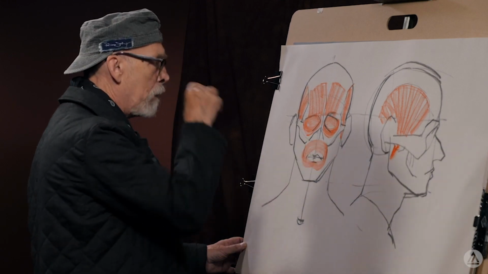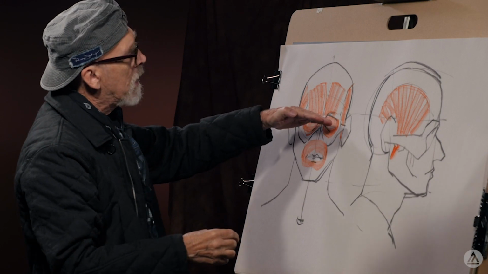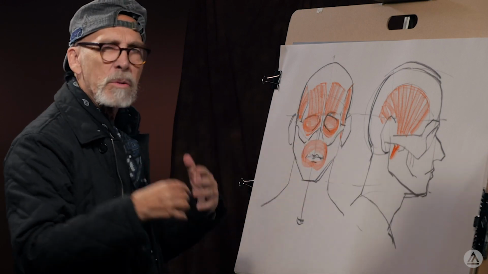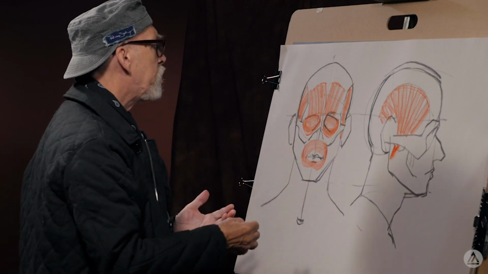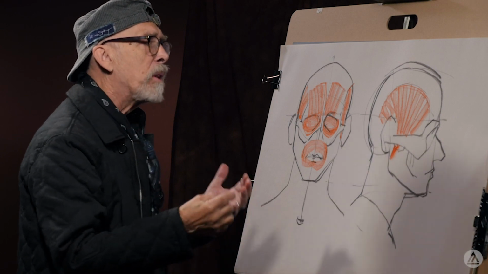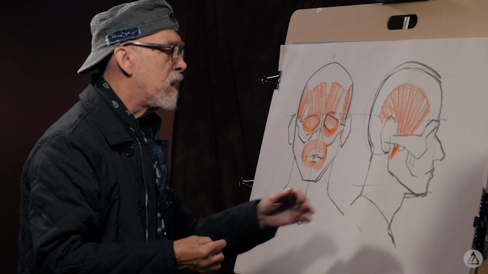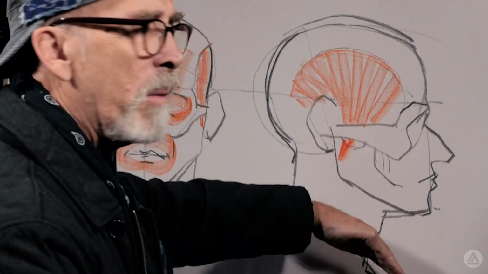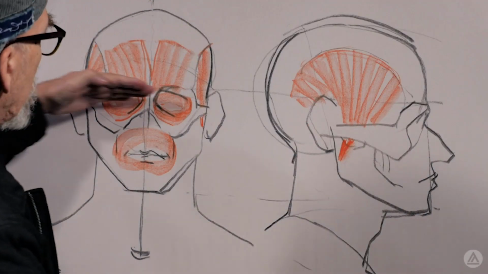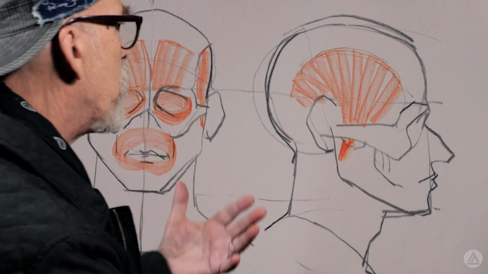And most of the muscles from here down are muscles that control the mouth, because most of the function that our head or our face does is the movement of the jaw. So everything from here down is going to be controlling the jaw.